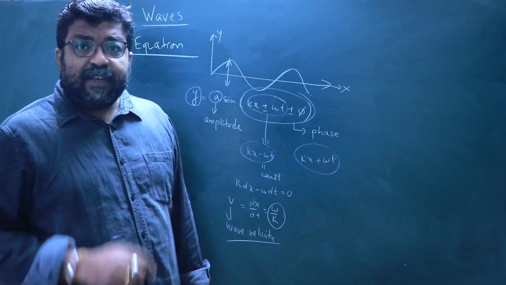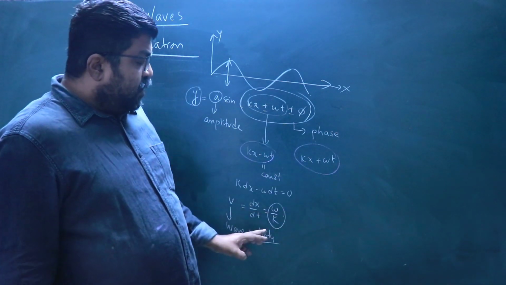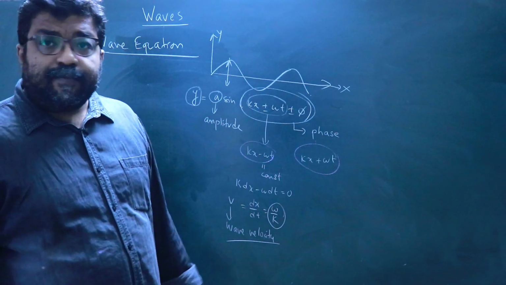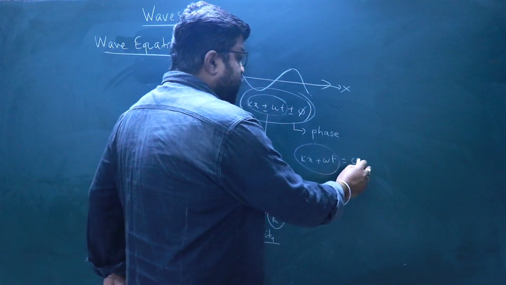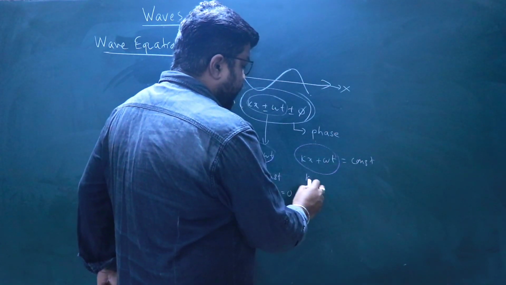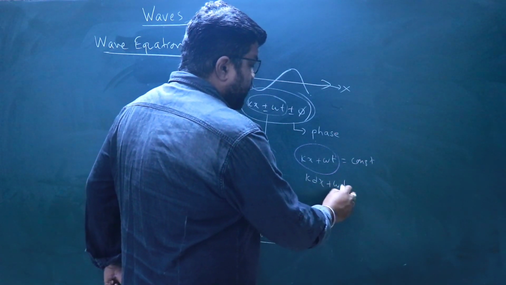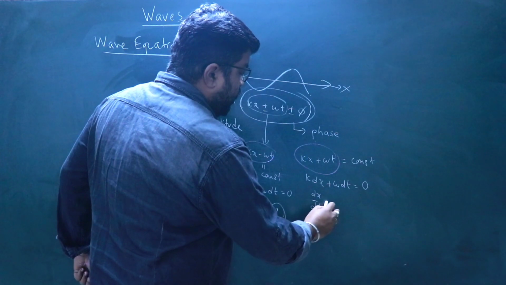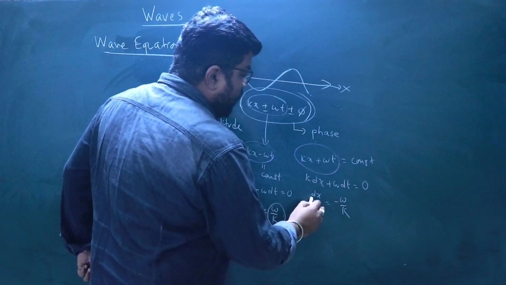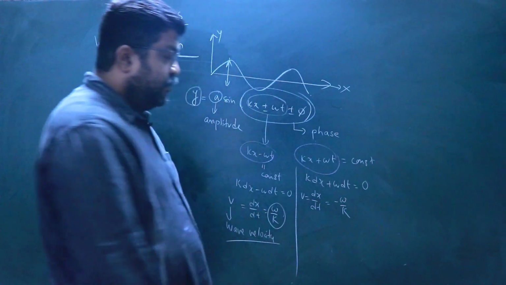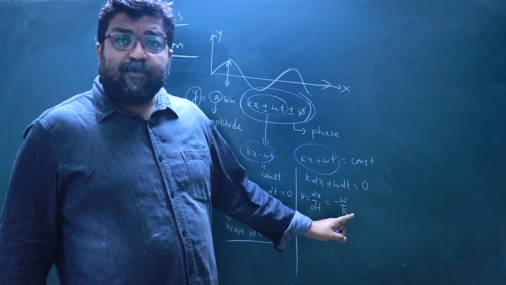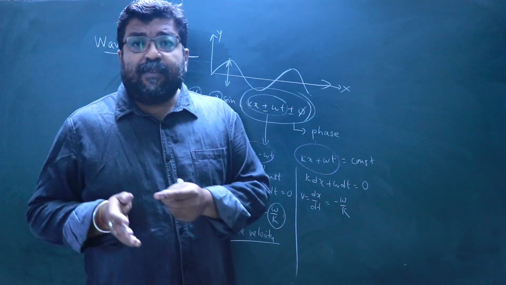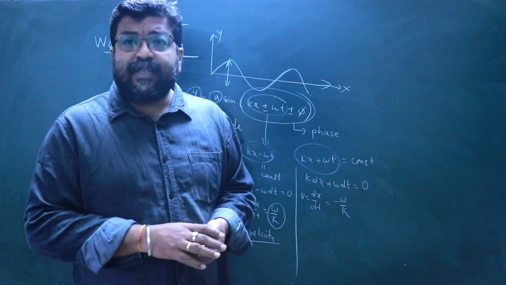Now what is the significance of this positive quantity? To see that, let us differentiate the other term also, because if kx − ωt is constant, then kx + ωt also has to be constant. So this is k dx + ω dt = 0, or dx/dt = −ω/k. Again, this is the wave velocity. So here we are getting wave velocity as +ω/k, and here as −ω/k. In one case the wave velocity is positive, in the other case the wave velocity is negative.